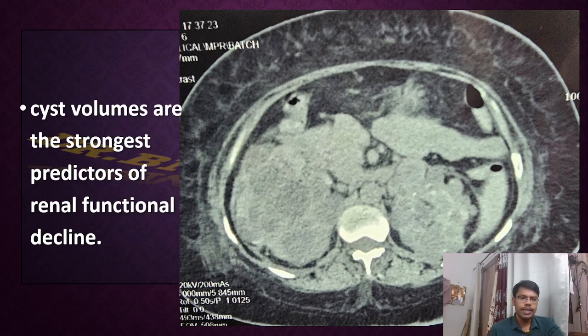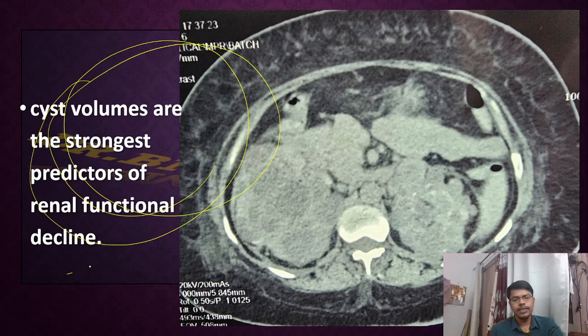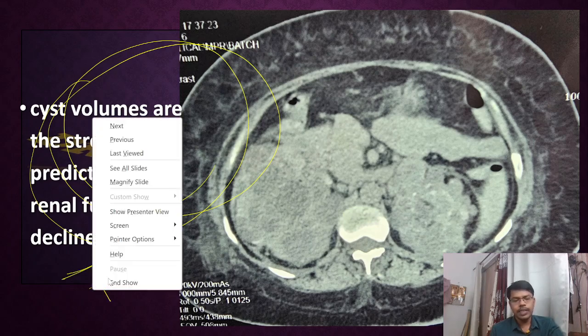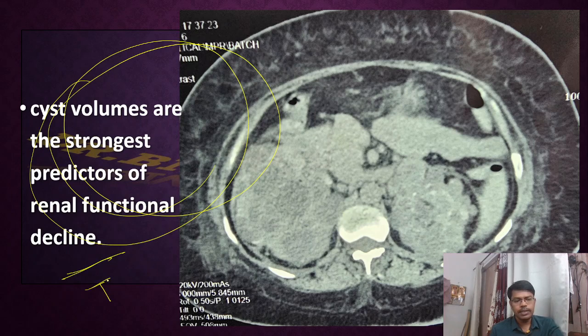One other clinical point: the cyst volume is the strongest predictor of renal function decline. The higher the cyst volume, which we check with the help of MRI, called the total kidney volume, where we will know individual cyst sizes and all, the higher the chances of renal function decline. This is one clinically important point.